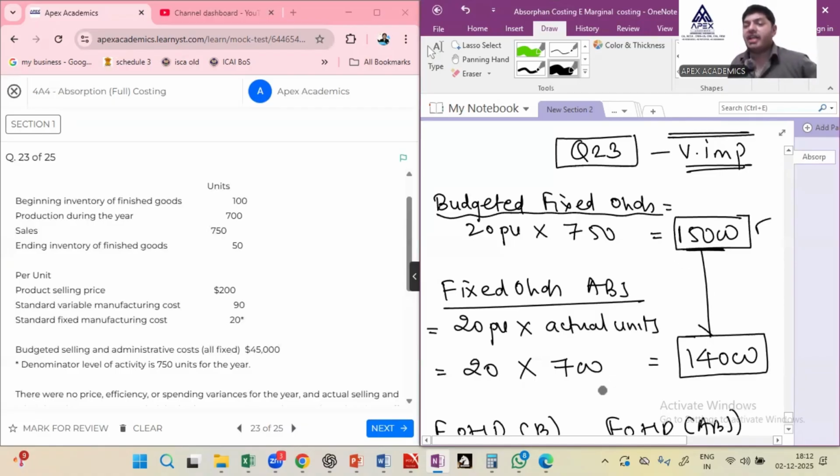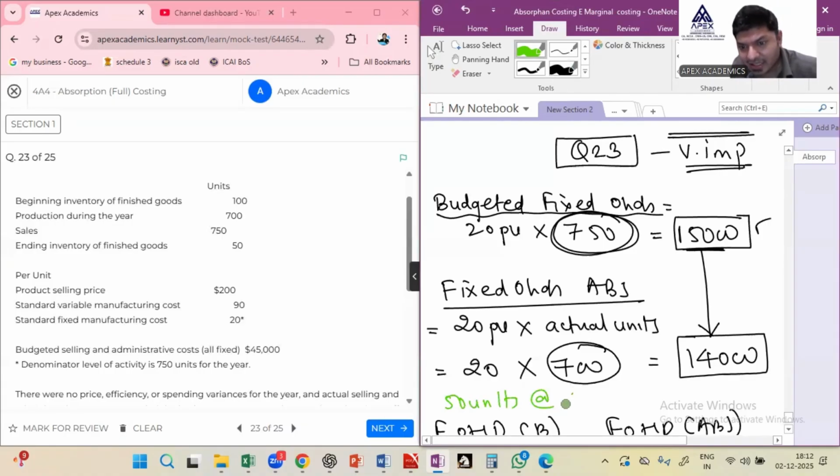तुमने 14 रिकवर किया है. क्यों? क्योंकि जब तुम 750 बना सकते थे, तुमने 700 ही बनाया. मतलब क्या किया? तुमने 50 यूनिट्स लेस बनाया एट द रेट ऑफ 20. मतलब तुमने 1000 का फिक्स्ड ओवरहेड वेस्ट किया. मतलब तुमने 1000 का फिक्स्ड ओवरहेड सिंसियरली वेस्ट कर दिया है. I hope you are able to understand this particular point.